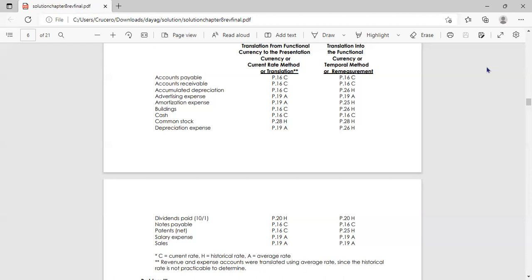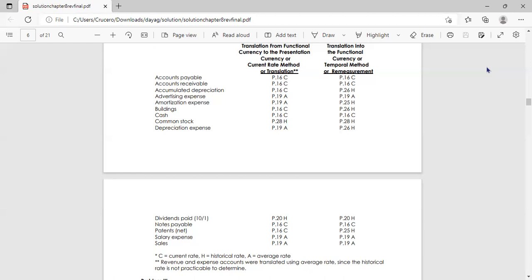Next, the dividends which were paid on October 1, 20x9. So how do we assign the rates to these dividends that were declared on October 1, 20x9? We have to use the exact rates. The rate on the date of declaration, October 1, 20x9, is 0.20 under both methods.